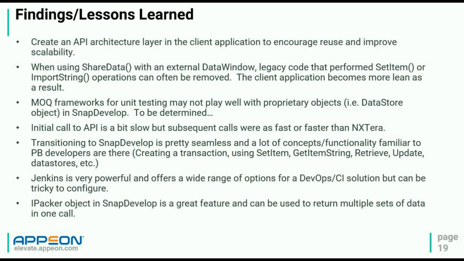And I really like the data packer object in SnapDevelop. It's a great feature because it can be used to return multiple sets of data in one call. So you can have one data store that gets a result set that you need, call another data store to do something else, and a third one to do yet a third thing. You can add all three of those into the packer object and send that back to the client, and then use the parser or packager to split them up and do whatever you need to do. It's a really nice tool.